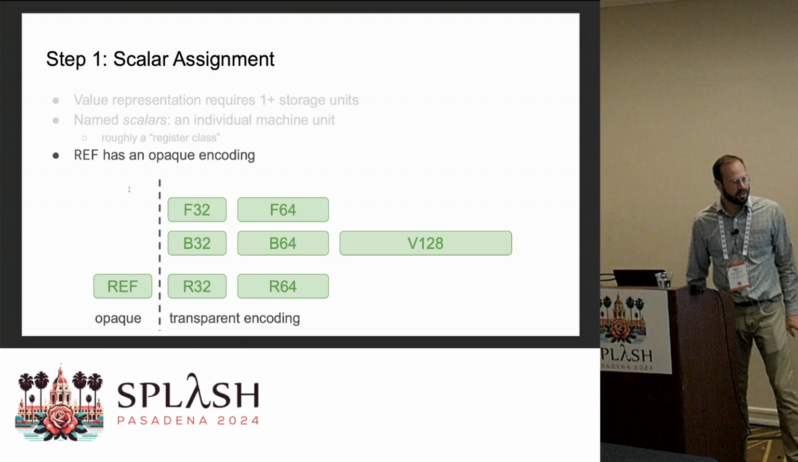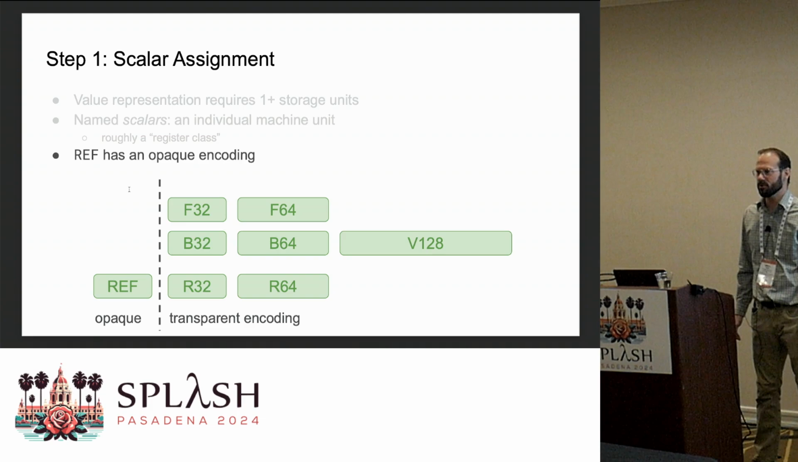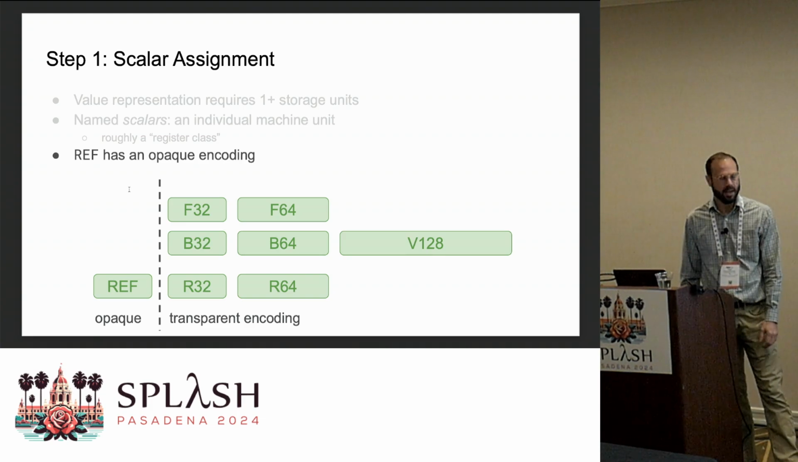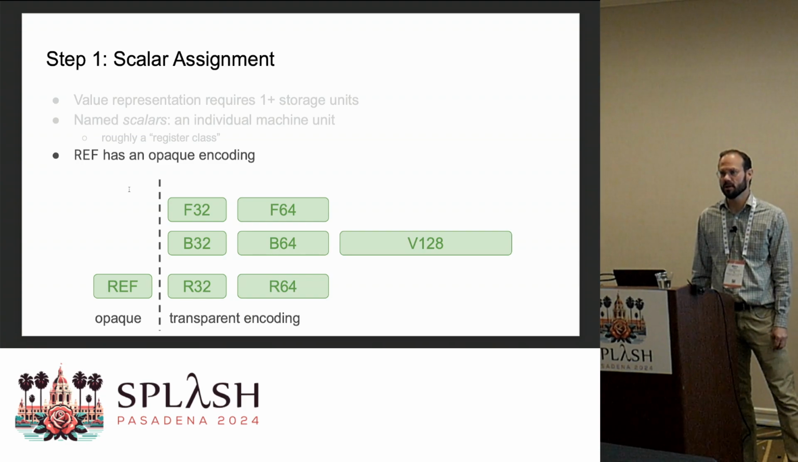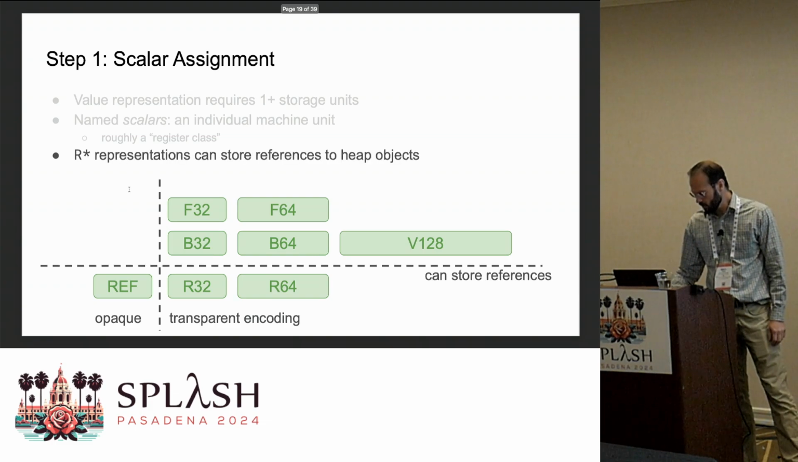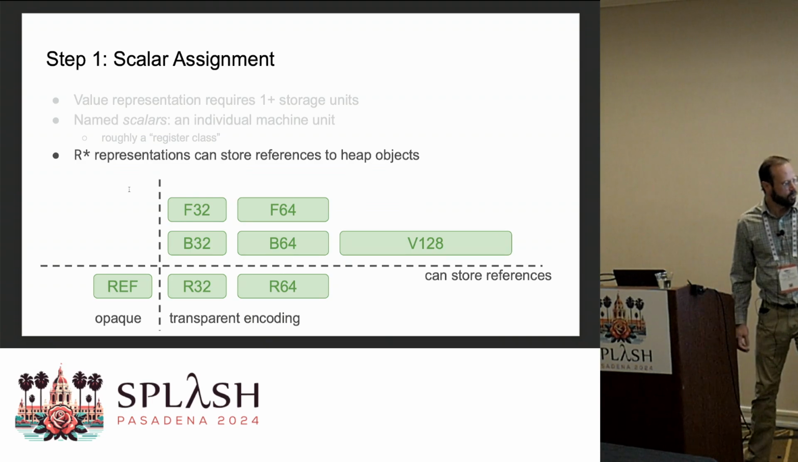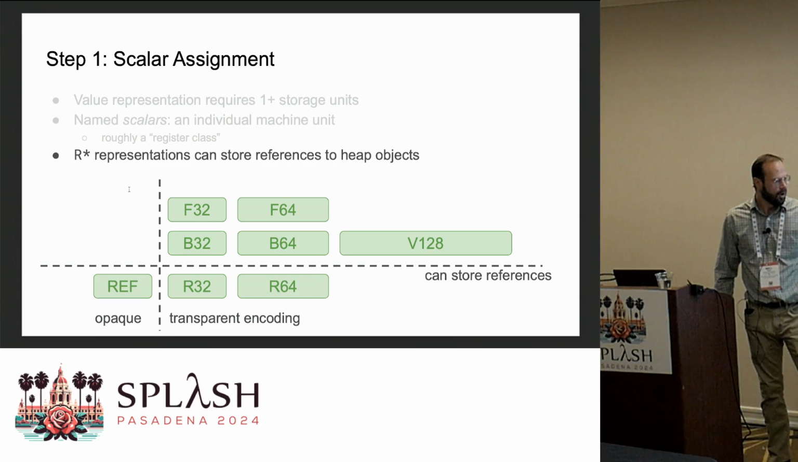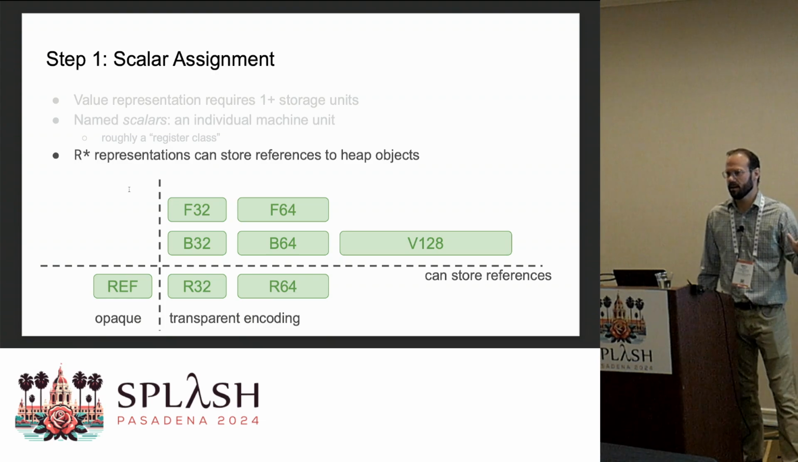Some of them have opaque encoding. So ref is basically a pointer where you do not get to see the representation of it. This is a typical thing in any safe language. Then the other ones all have transparent encoding, so you can actually see the bits in one way or another. There's another way to slice this too, which is: can you store a reference in there or not? So ref, obviously you can store a ref in there. R32 and R64, you can store a ref in there, but they're effectively kind of like a tagged pointer.